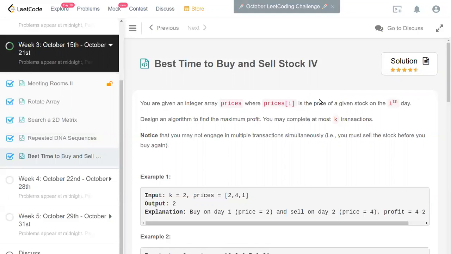We have an array of prices here. Prices are all prices of a given stock on some ith day. So there are n days, from day 1 to day n. And we need to come up with an algorithm to maximize the profit. We have only k transactions to make, not more than k. It's at most k transactions. A transaction is buying a stock on some day and selling the stock on one of the following days, right?